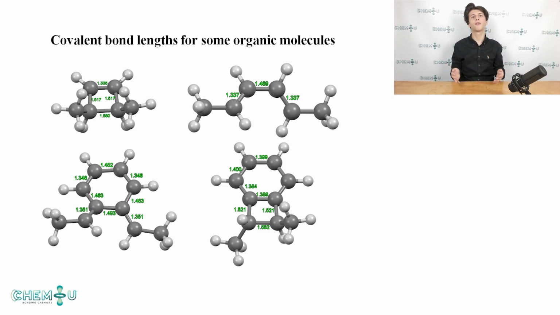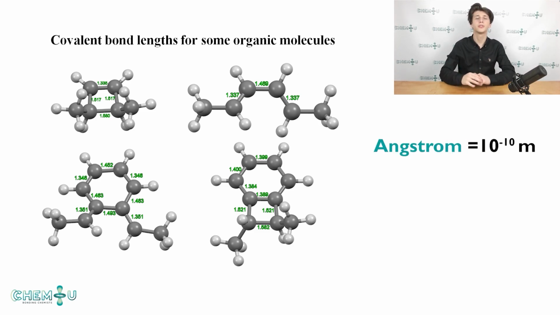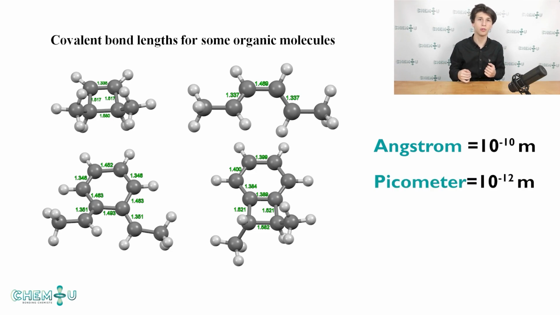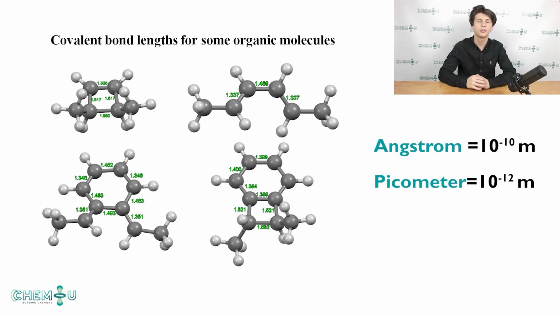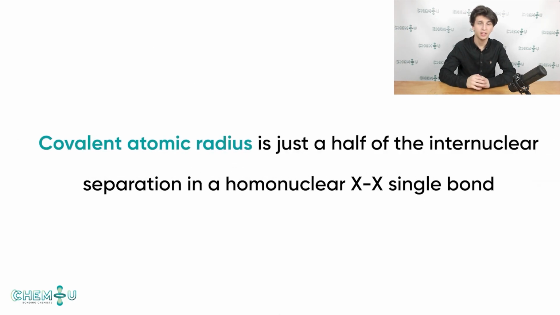The typical units for bond length are angstrom, which equals 10 to the power of minus 10 meters, and picometer, which is 100 times smaller and corresponds to 10 to the power of minus 12 meters. Pause the video and inspect the given bond lengths. Now we have enough knowledge to define the covalent atomic radius. It is just half of the internuclear separation in a homonuclear XX single bond.